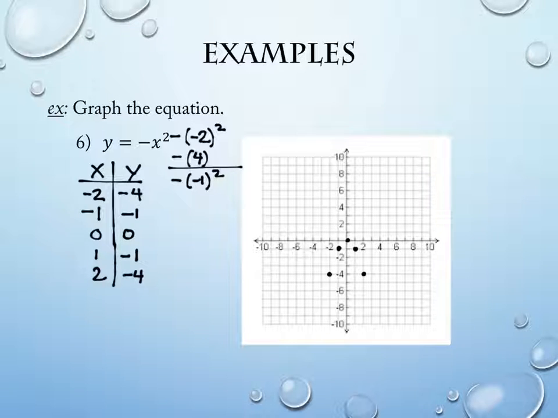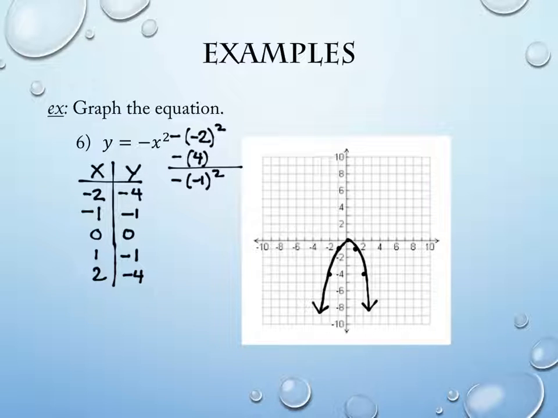So when you're connecting this, it will look something like this. And anytime you have x squared, you're going to have a U shape. There's one more shape we're going to talk about, though. Oh, I've got another example of a quadratic first before I do that.